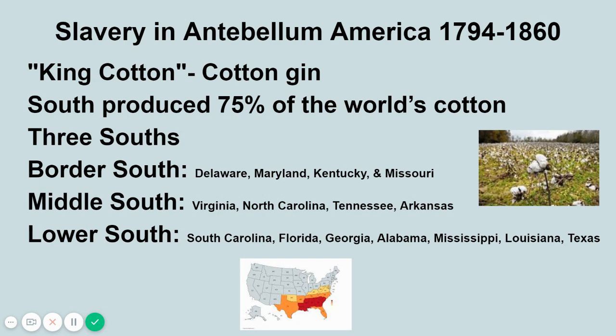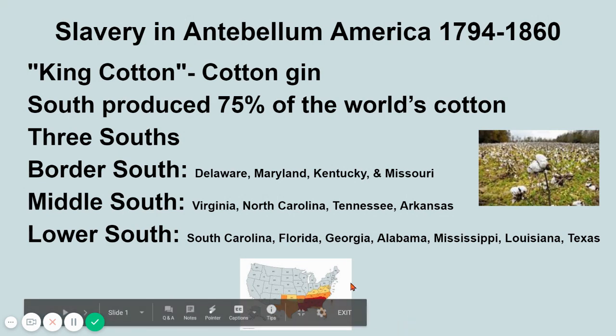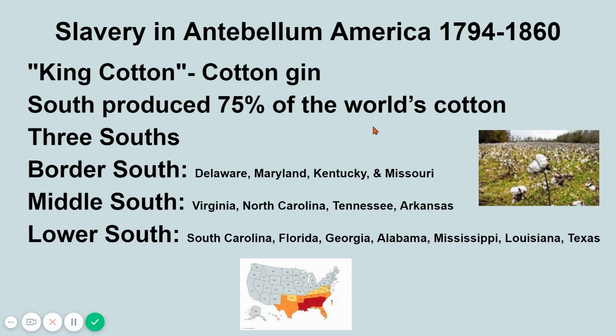You can argue, because this lecture is really all about cotton production and institutional slavery and how it affected the South, that in many ways the South was broken up into three regions, and the map right here describes it. There was a border South. While it was technically the South, it bordered the North, and it had fewer plantations and fewer slaves as it bordered the North.